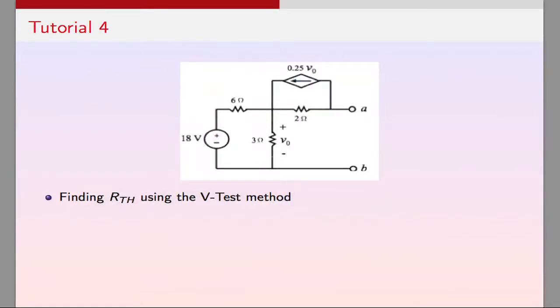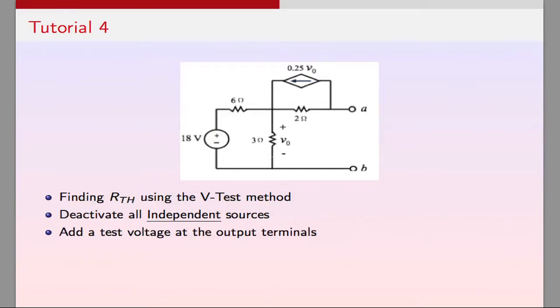Now let's try to find R Thevenin using the V-test method. To use the V-test method, we need first to deactivate all independent sources. In our case, since we have only one independent voltage source, we deactivate it by replacing it with a short circuit. We will then need to add a voltage source at the output terminal as follows.